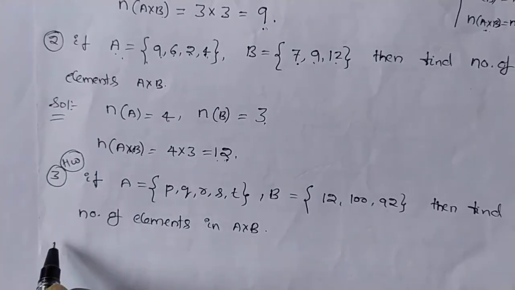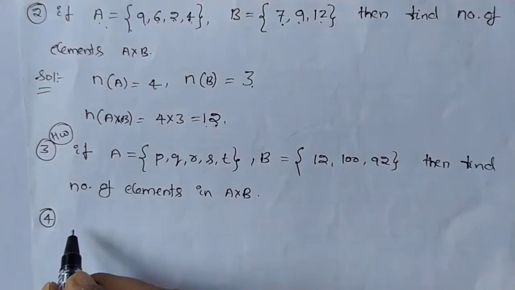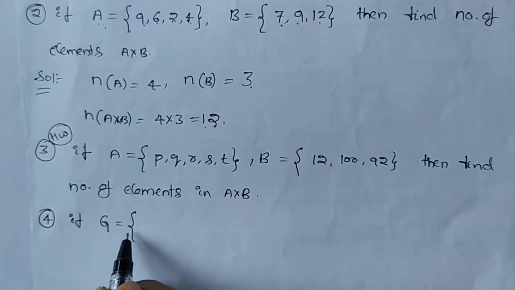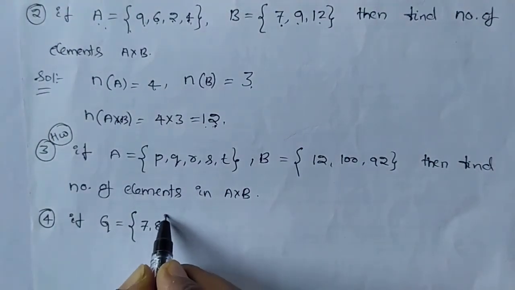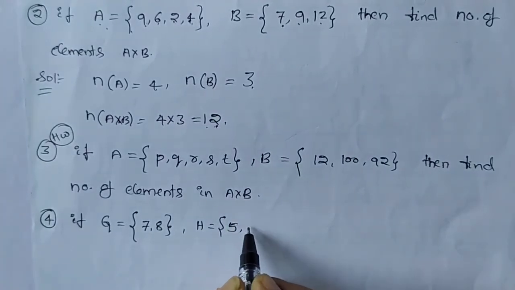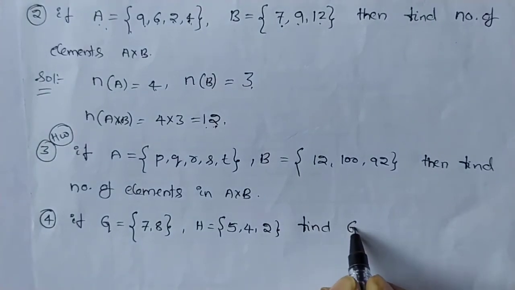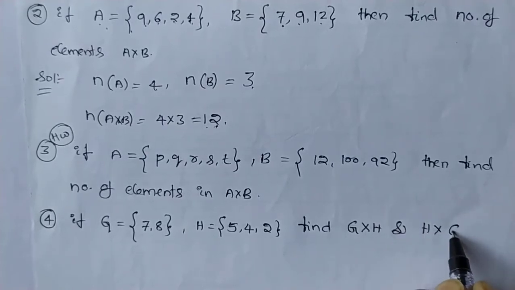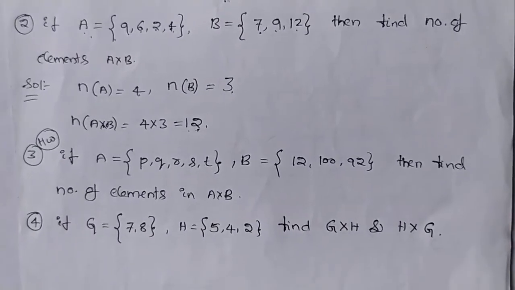Next question, fourth question. We know that the sets are denoted by capital letters only. If G equals {7, 8} and H equals {5, 4, 2}, then find G cross H and H cross G. Here we have to find the Cartesian product of two sets.